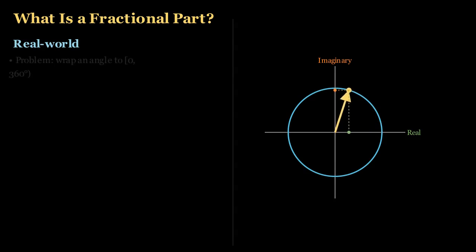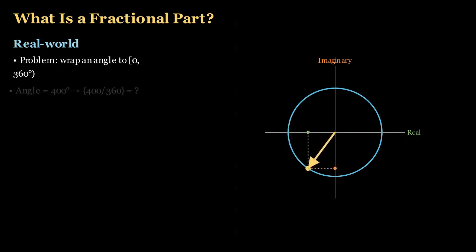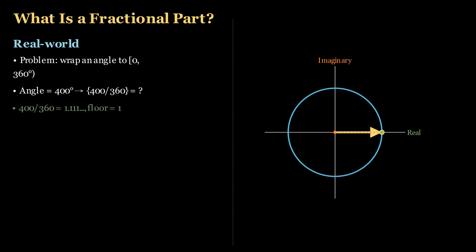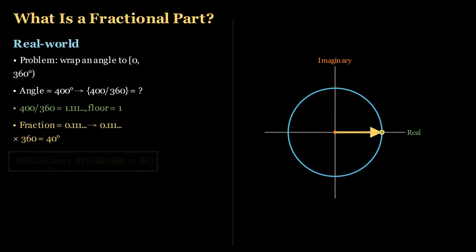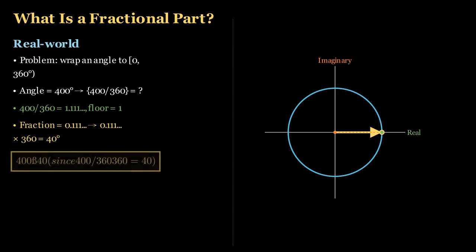The fractional part is 1.1 minus 1, which is about 0.1. Multiply that back by 360 and you get 40 degrees. So after spinning 400 degrees, the wheel ends up at 40 degrees. The fractional part just stripped away the whole turn. And that's the whole idea. The fractional part tells you where you are inside the current cycle, no matter how many cycles came before.